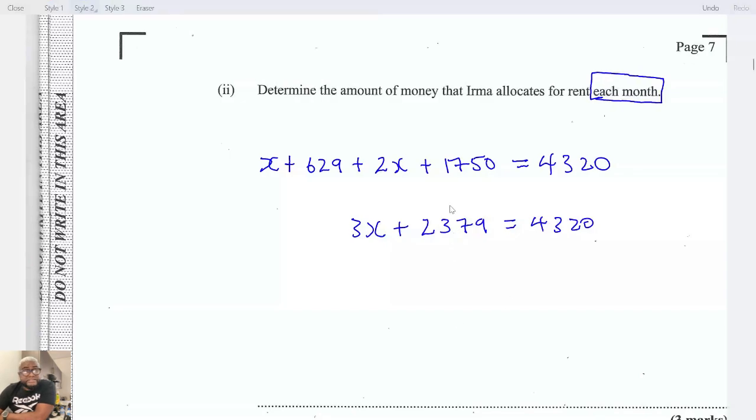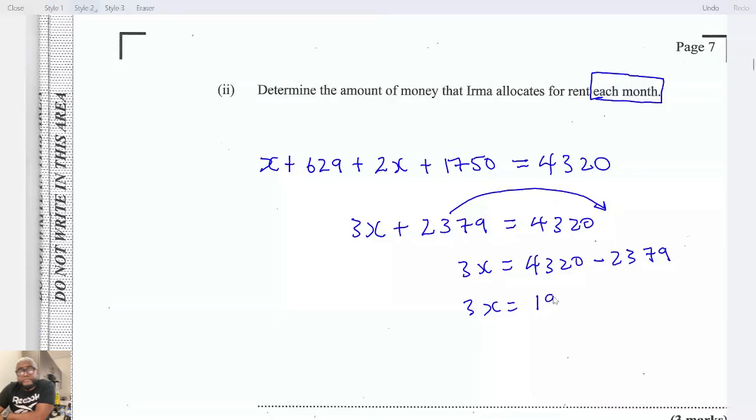What are we moving first here? We want to find x. Right? 2,379. When we carry it here, what are we doing with it? So it'll be 4320 subtract 2379. So 3x will be equal to 1,941.